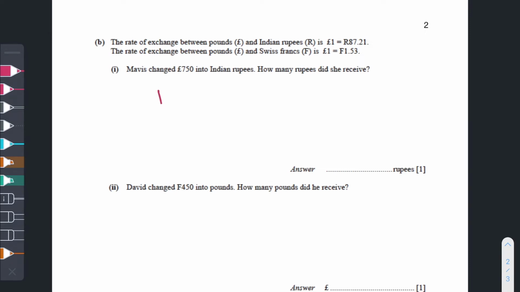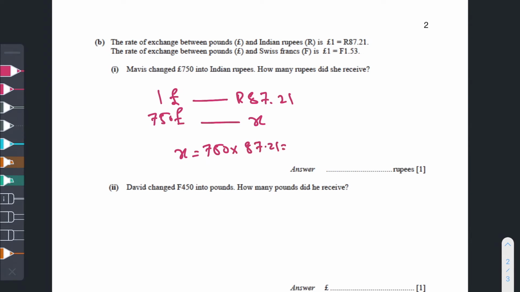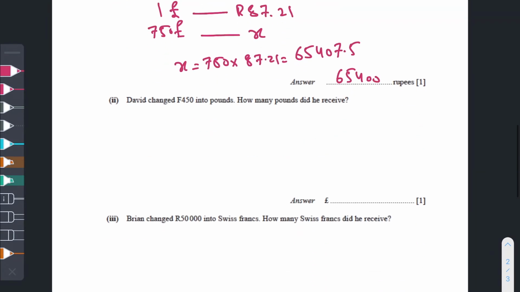So if 1 pound is equal to 87.21 rupees, then 750 pounds would be equal to X. Cross multiply, you multiply 750 by 87.21 and this gives you 65,407.5. You write this answer correct to three significant figures: 65,400 rupees.